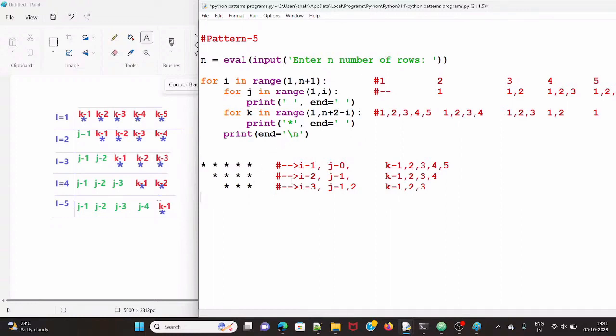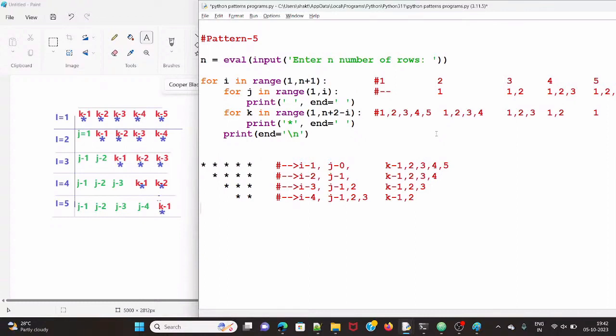Next new line. New means what? I value 4, right? When I value 4, then j, 1 comma 4 means 1, 2, 3 will come. Means 3 times space will come, 3 times the j loop iterates, right? Observe now. Space, that's all, guys. Now how many times does k iterate? 2 times only. 2 times means star space, that's all. So when I value 4, j iterated 1, 2, 3 times, okay? And k iterated only 1, 2 times only, guys.